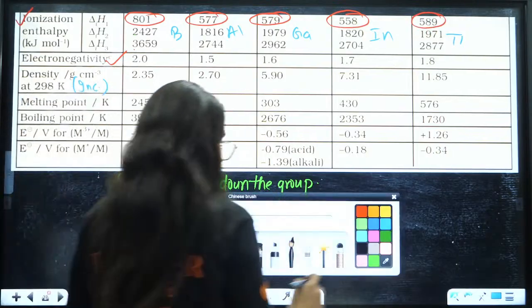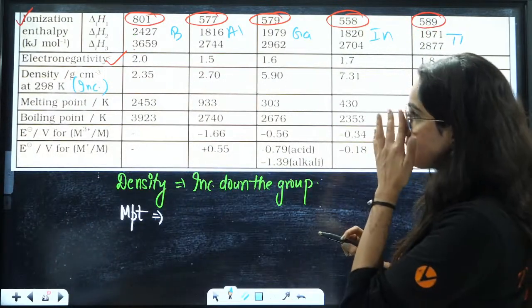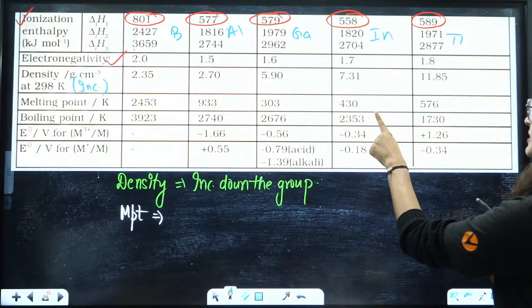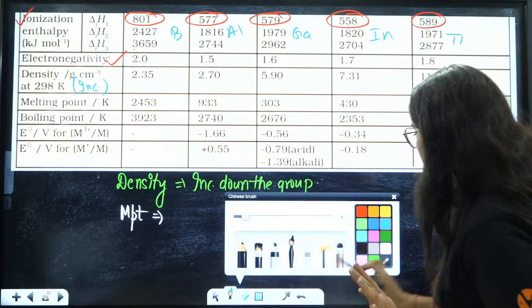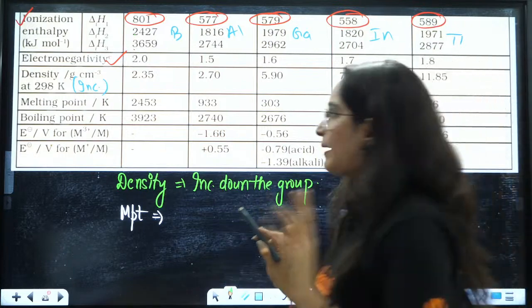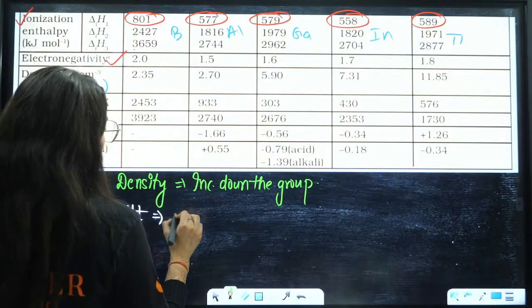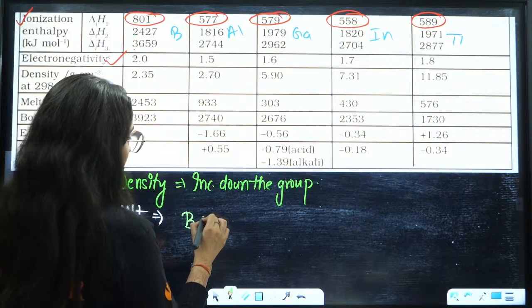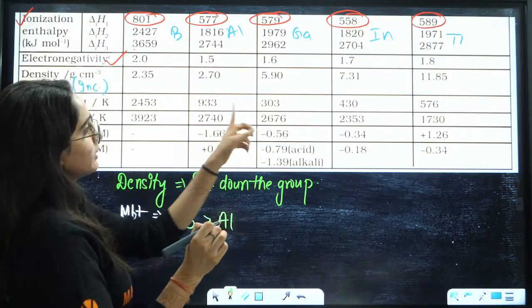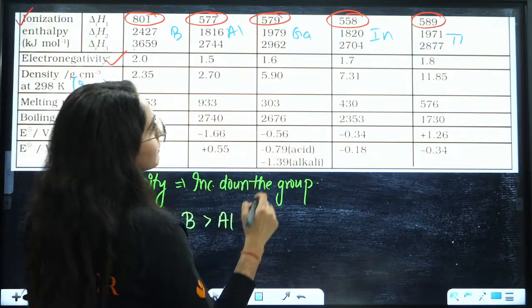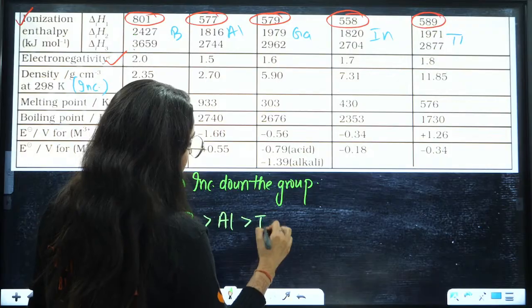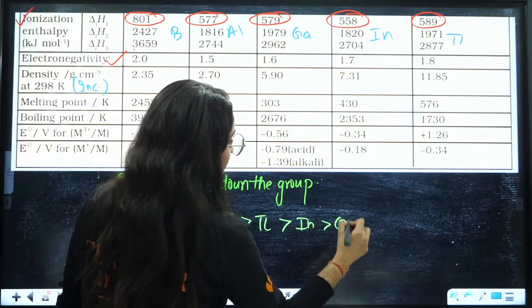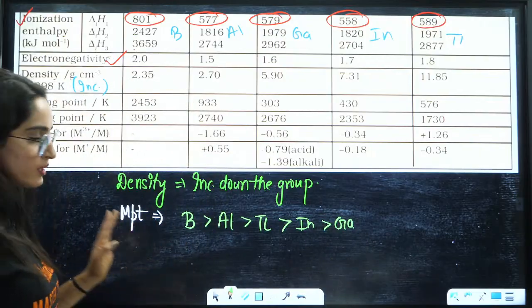If you talk about melting and boiling point, it is firstly decreasing, again decreasing, then it is increasing, then again increasing. So if you want to write the order of the melting point, maximum is for boron, right? Then we have aluminium, right? After aluminium we have thallium, then we have indium. Then the last one is gallium. That is the order of melting point here.